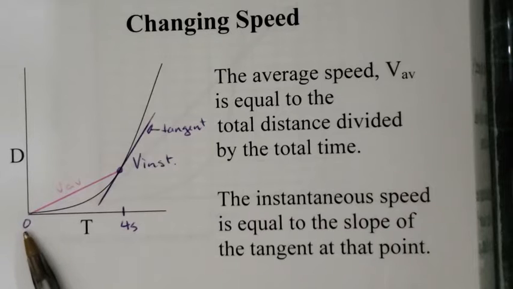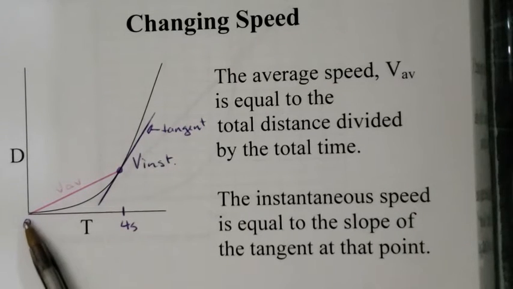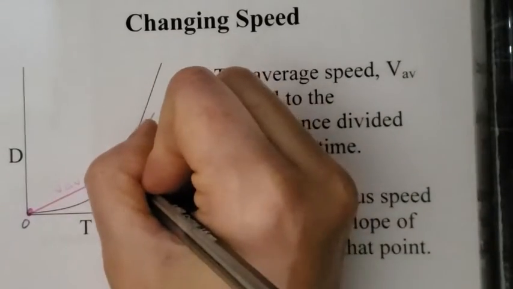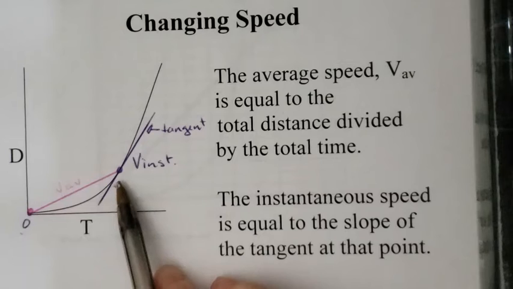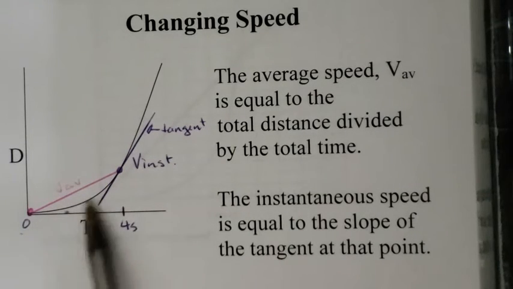So if I wanted the average speed between 0 and 4 seconds, what I do is I put a dot at 0, I put a dot at 4 seconds, and I draw a line connecting the two of those. And then all I need to do is find the slope of this line. And remember, slope is just rise over run.